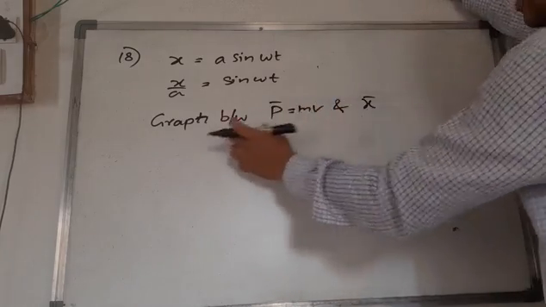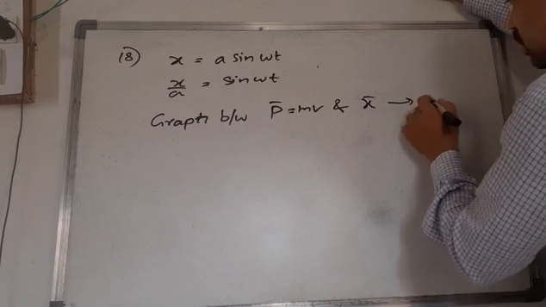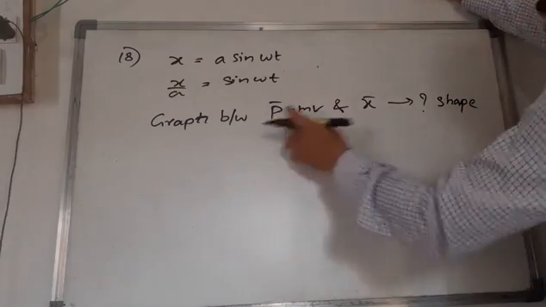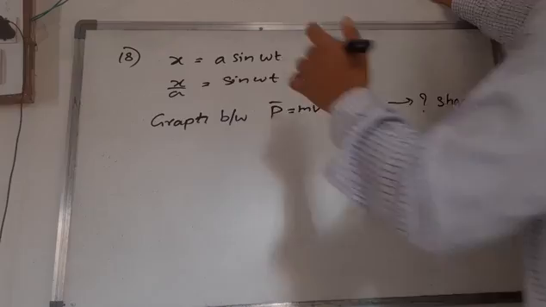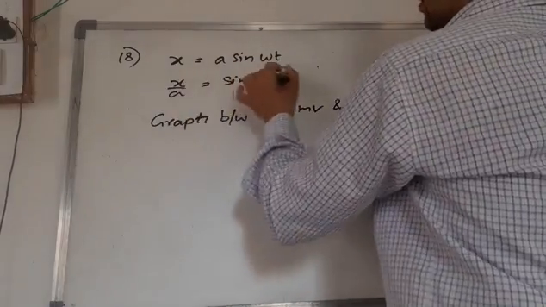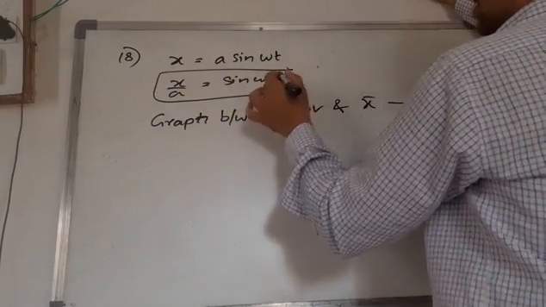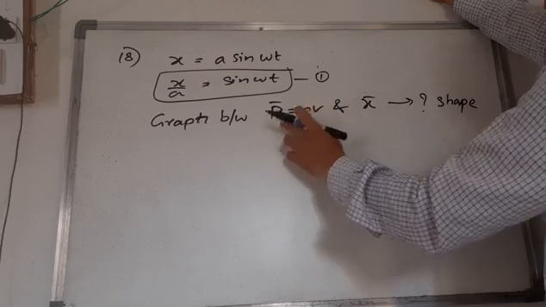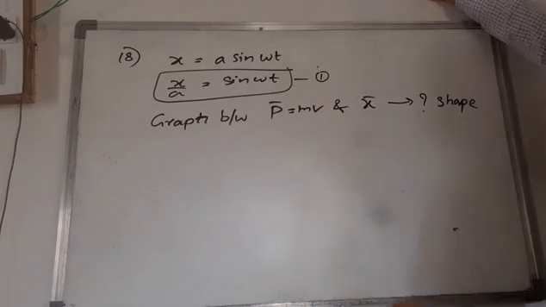Okay, so the graph between momentum and displacement is in which shape? What is the shape of the graph between momentum and displacement? He is asking. So first of all, I am taking x by a is equal to sin omega t. This is equation number 1. Similarly, I want to find p is equal to mv. Now I want the equation for momentum.